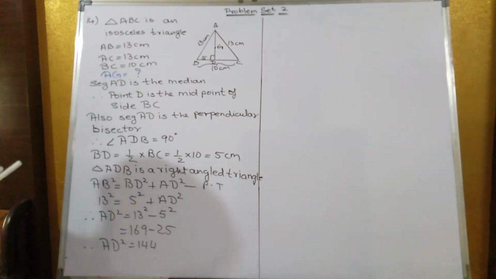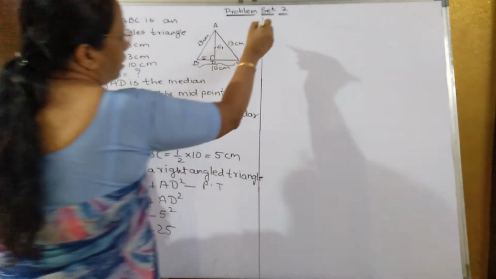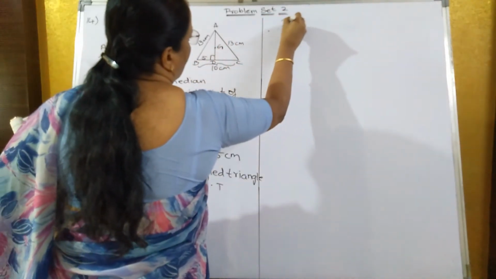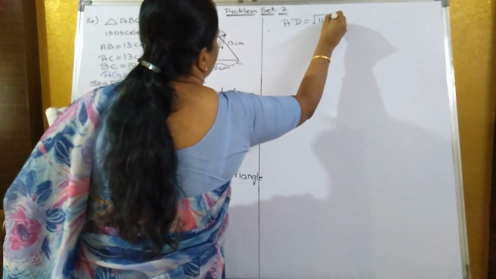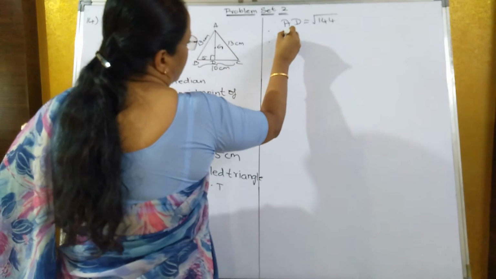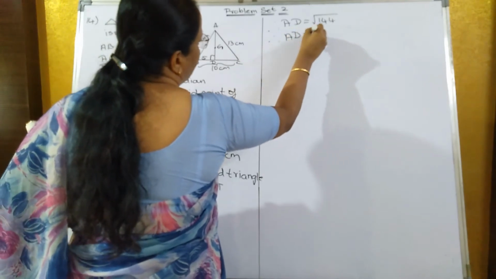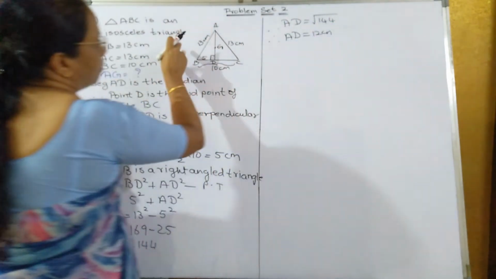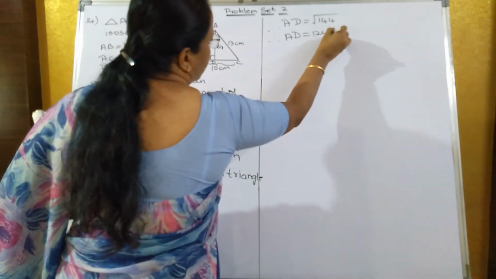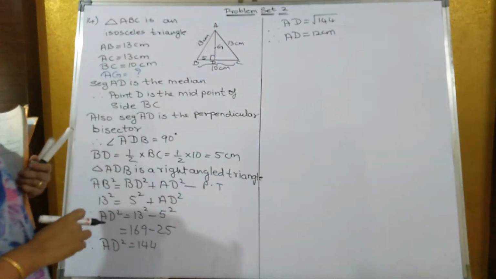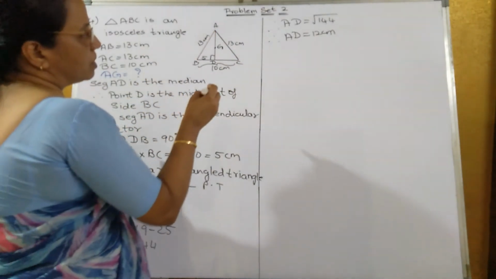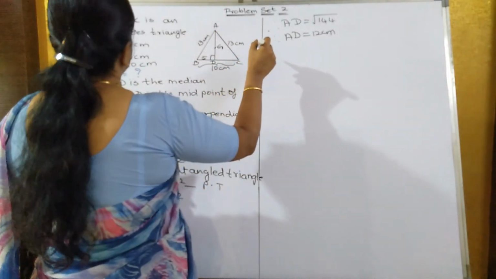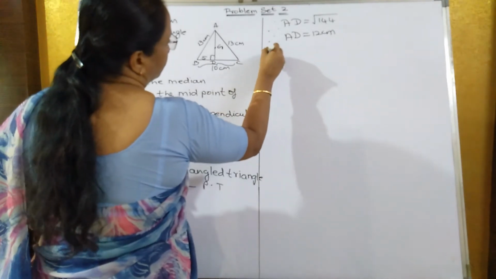Therefore AD square will be equal to 144. So what will be the value of AD? AD will be equal to root of 144. Therefore AD is equal to 12 centimeter. So we have got this full length equal to 12 centimeter. AD we have got 12 centimeter, and we have to find out AG. And point G is what? The centroid. Point G is the centroid.